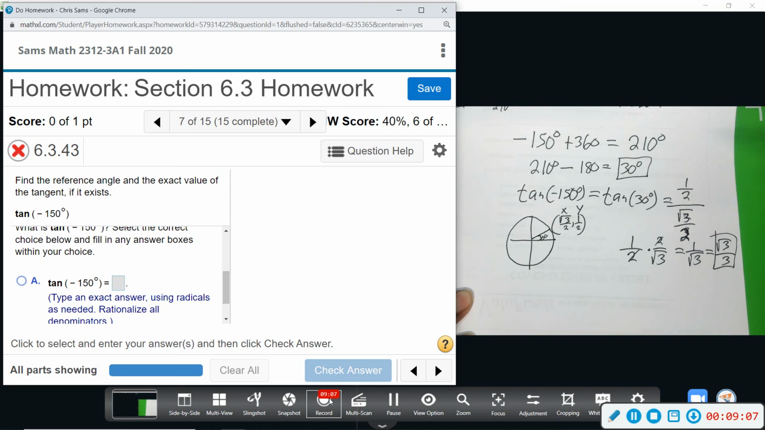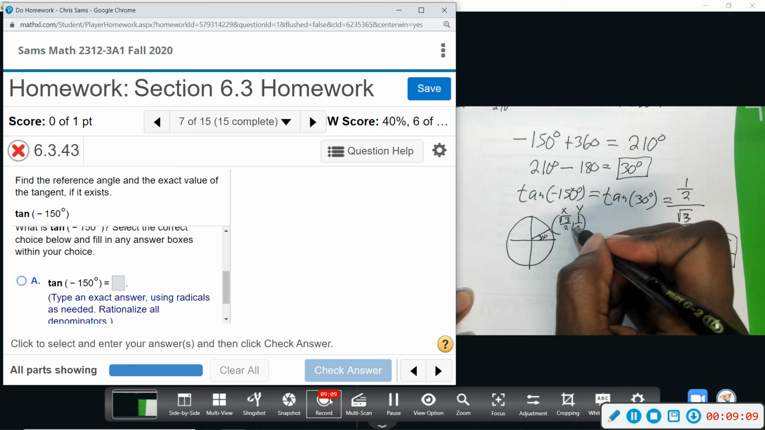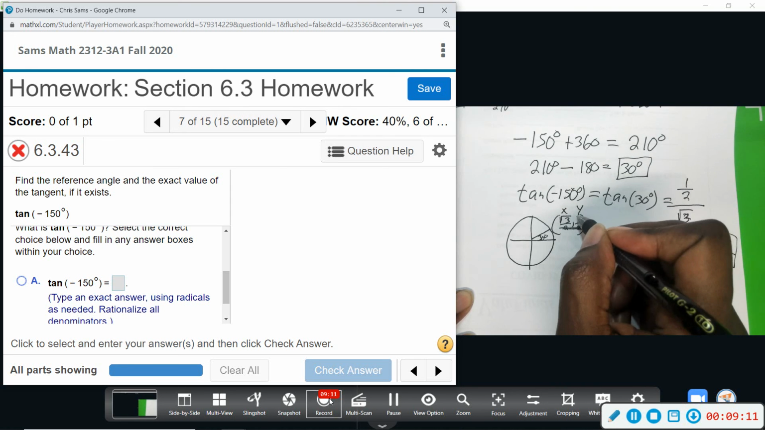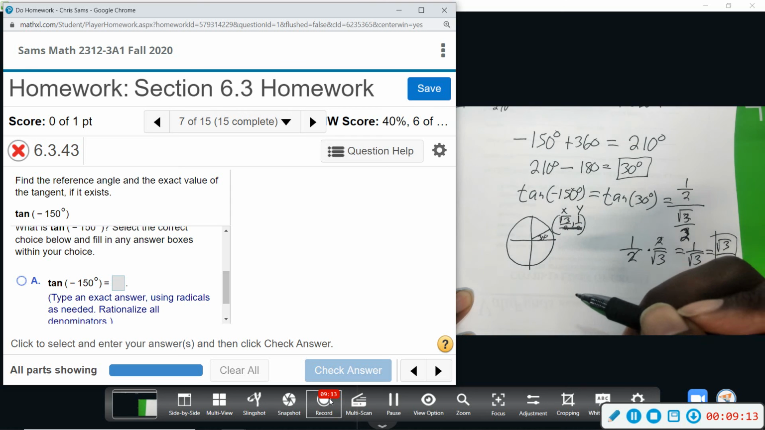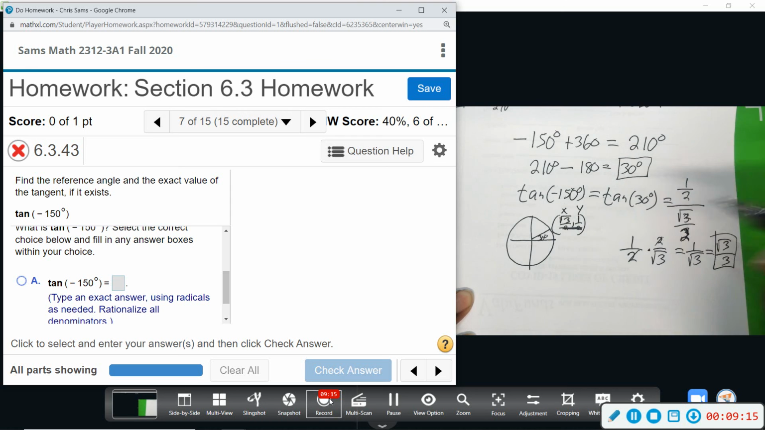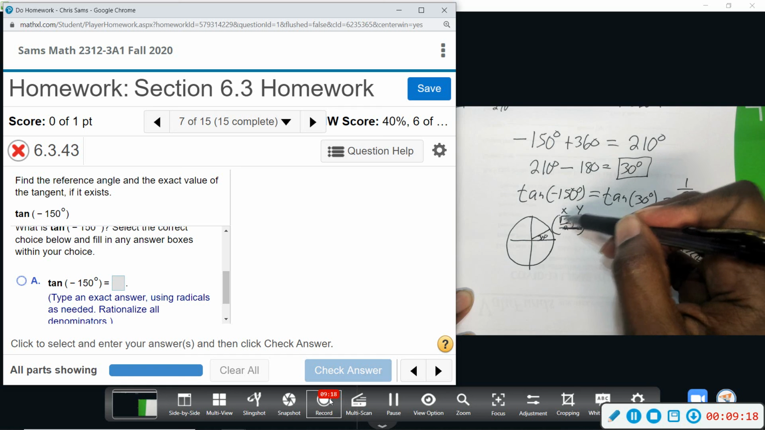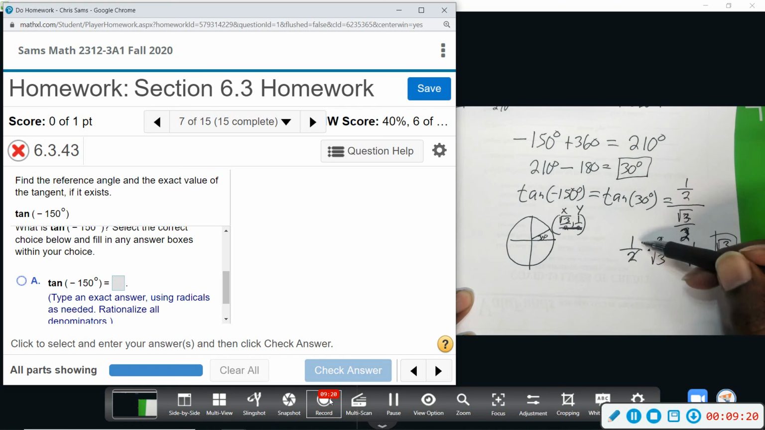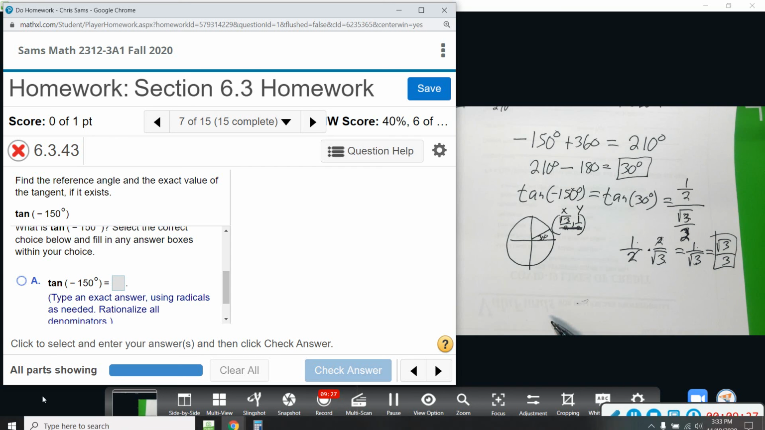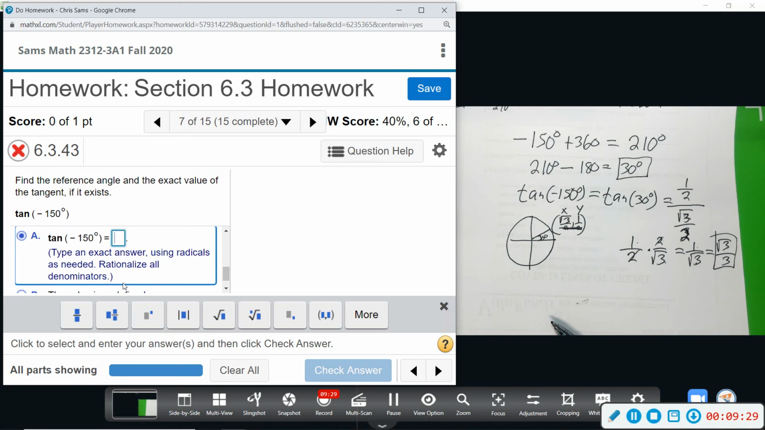So one thing that you can always do, the bottoms will always divide out, so you can just focus on these numbers, 1 and 3. That's if you have to do tangent or cotangent. So y over x would just be 1 over square root of 3, which is what you get here. And then you just rationalize it from there. That will always happen when you have to stack them. So we're going to say that the tangent of negative 150 is the square root of 3 divided by 3.